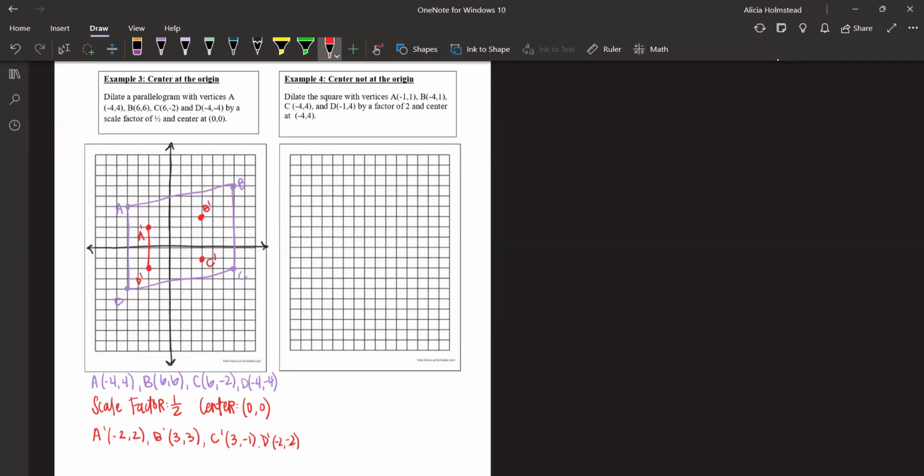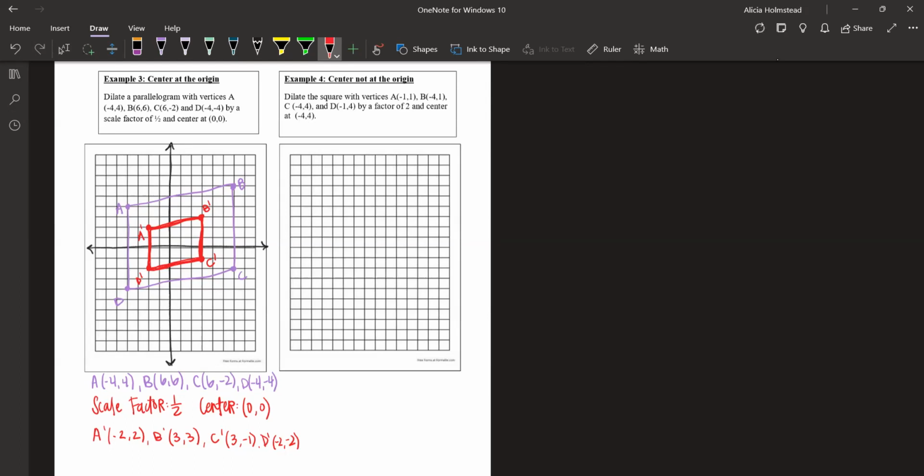So when you do this, you'll know you did it right because the image will look very similar. It'll just look bigger or smaller than the original. And since our scale factor here was less than 1, we ended up with a dilated image that was smaller than the original. So hopefully that's what you got, but if not, hopefully that example helped figure out what maybe is still confusing.